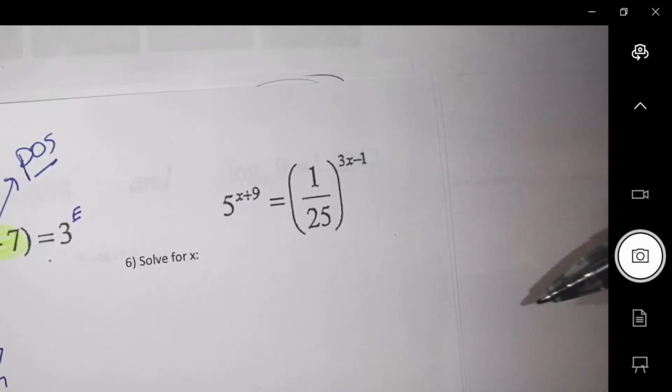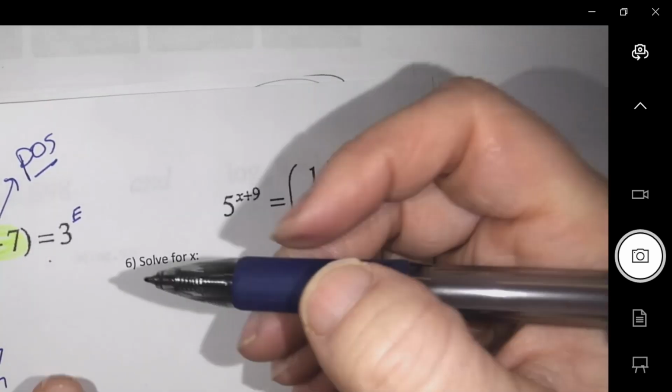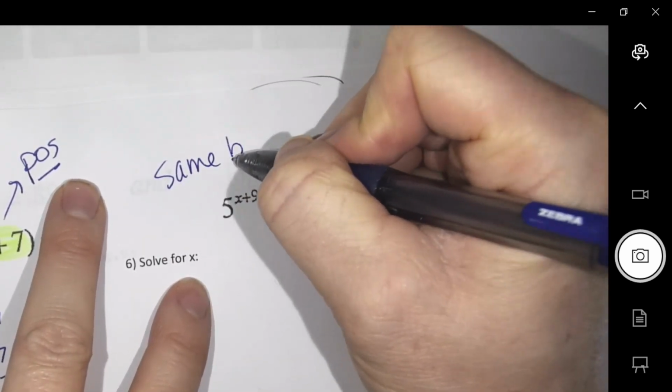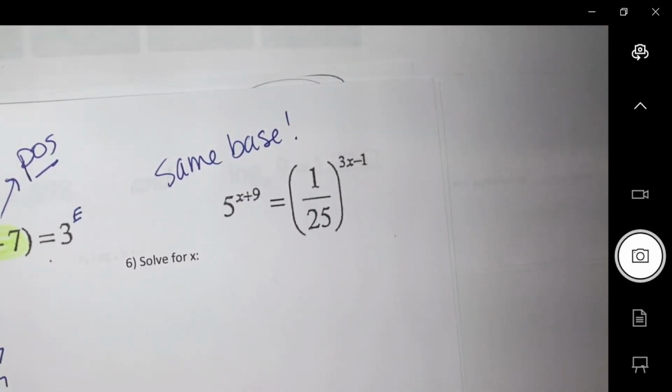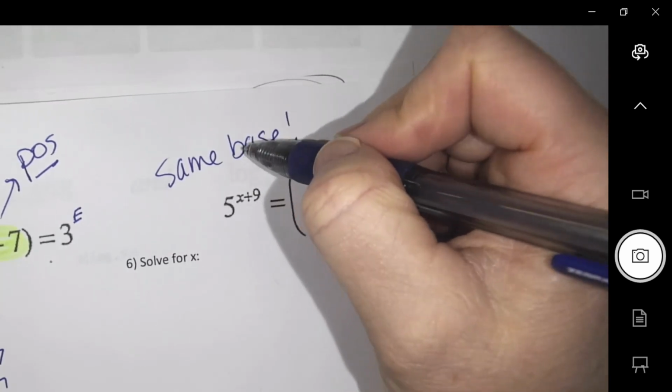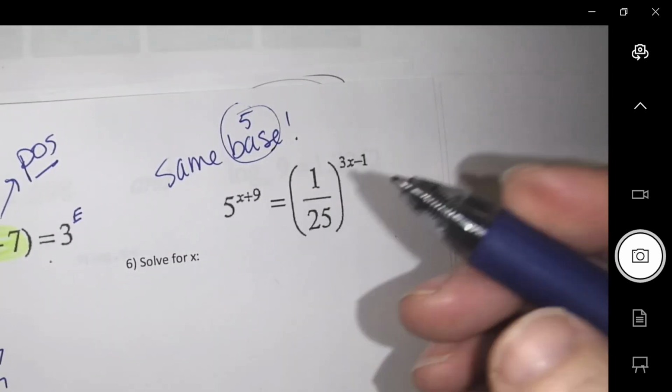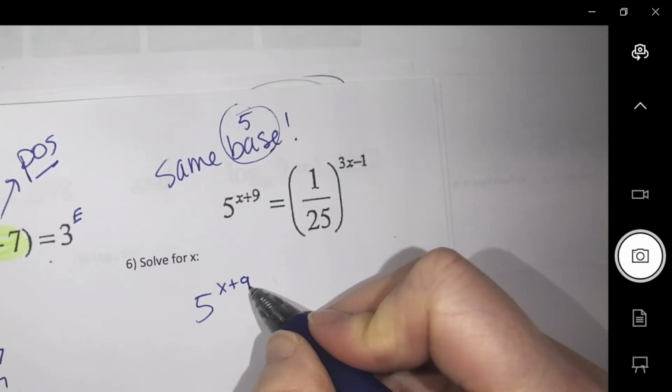What would you do with an equation that looked like this? It's a special type. Same base. You could log both sides, but that's a whole lot more work. I want you to think of this as solve. You can do it without a calculator. Okay, which base am I going to use? 5. 5 is the base. So therefore, that side I will not change.